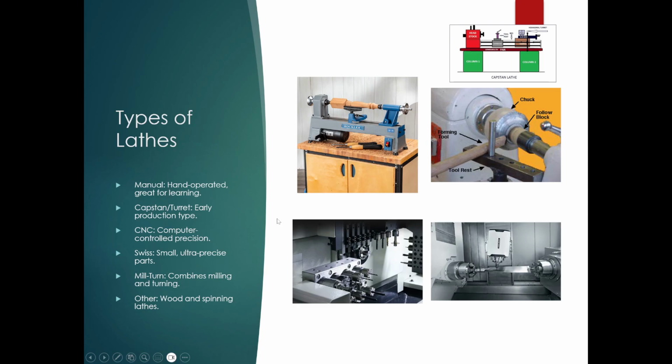And then here, our bottom left image, we have a Swiss lathe. These are high precision machines. These are going to be designed for watches, for medical parts, very important things. And then to the bottom right here, this is a mill turn. This combines a lathe and a mill, which is a separate machine that I have not discussed in this video. It takes the best of both worlds and allows you to create extremely complex parts. These are incredibly expensive.